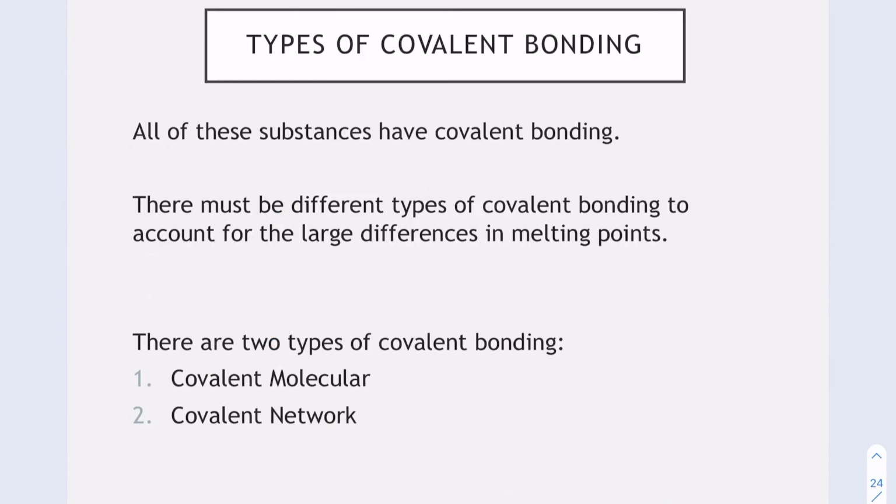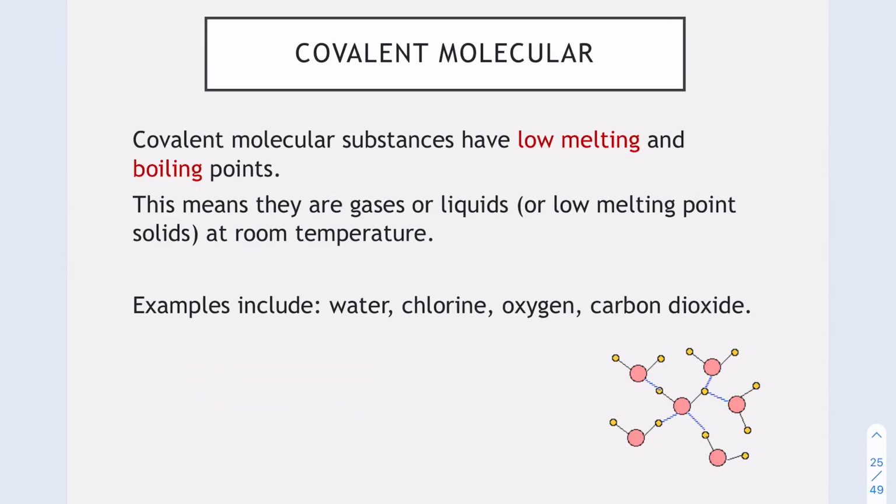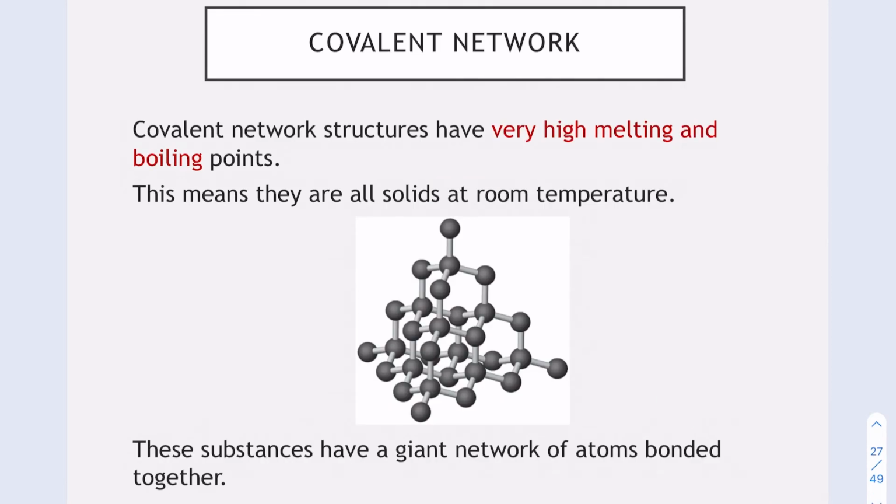And there's two different types of covalent bonding. We've got covalent molecular and we've got covalent network, and that can help us explain the huge difference in your melting points. So the first one here, we have covalent molecular substances. They have a low melting and boiling point. What that means is they're gases or liquids at room temperature, or they're like what we call very low melting point solids. For example, water, chlorine, oxygen, carbon dioxide, they're all examples. Or what we call your diatomic elements, which we'll learn about later on, are all what we call covalent molecular substances.